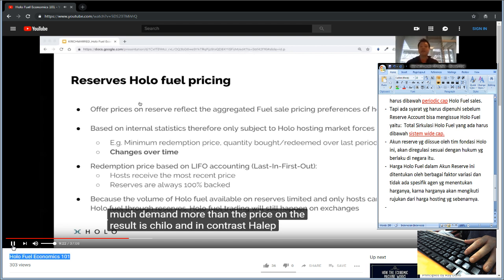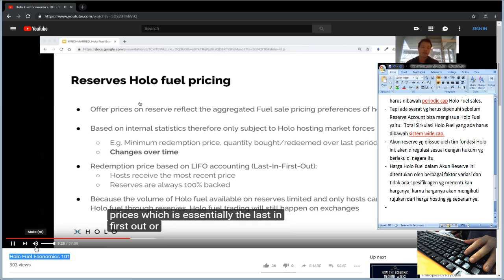In contrast, Holo Fuel is redeemed based on LIFO prices, which is essentially the last in, first out, or the most recent price that it was.